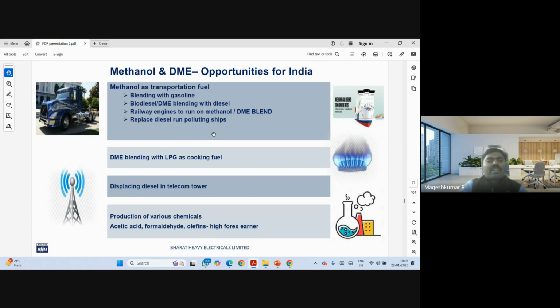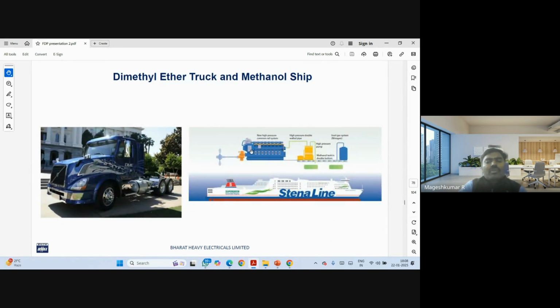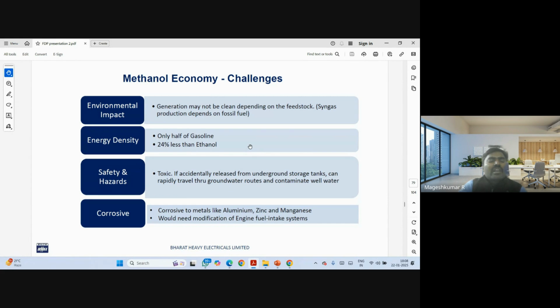Then again, the various applications of methanol are mentioned, which I had already explained. This is how it has been used abroad for powering automobiles as well as ships. Then economy challenges with respect to environmental impact: where it stands with respect to energy density, only half of gasoline, 24% less than ethanol. Then what are the safety hazards? Methanol is toxic. If accidentally released from an underground storage tank, it can rapidly travel through groundwater routes and contaminate well water. These are the safety hazards with respect to methanol.